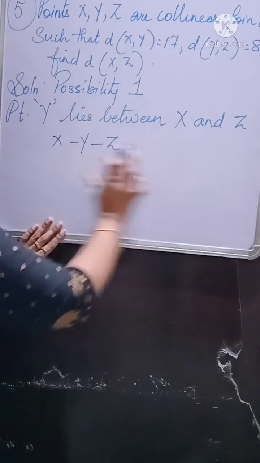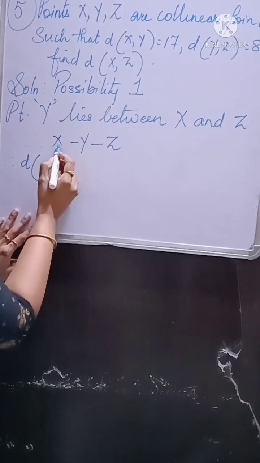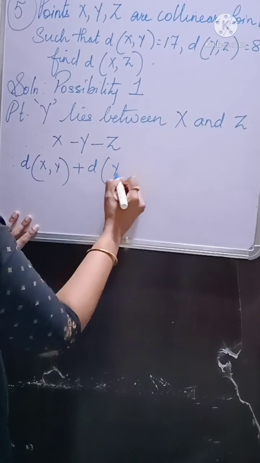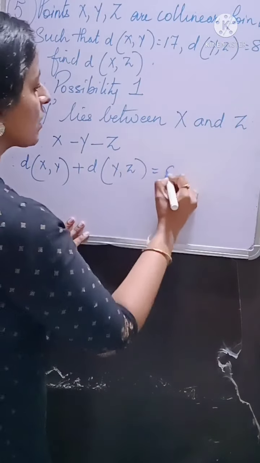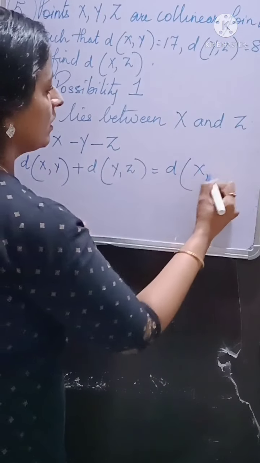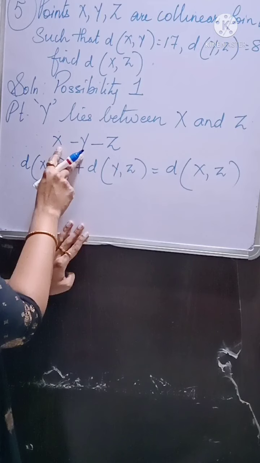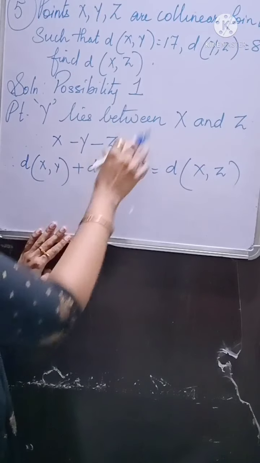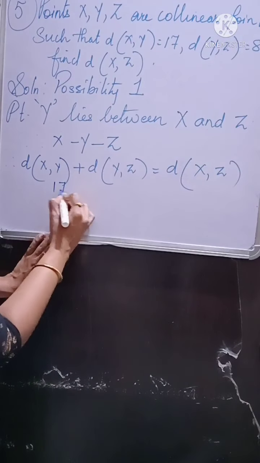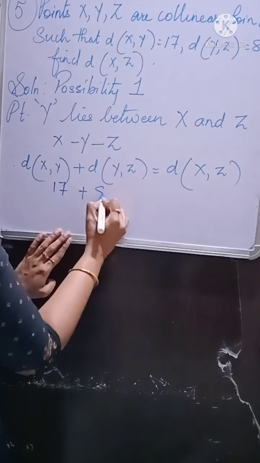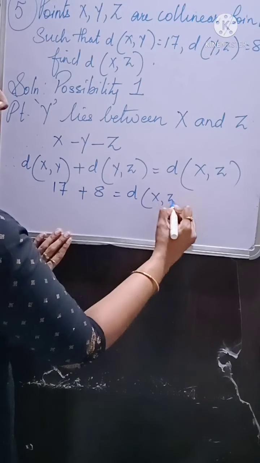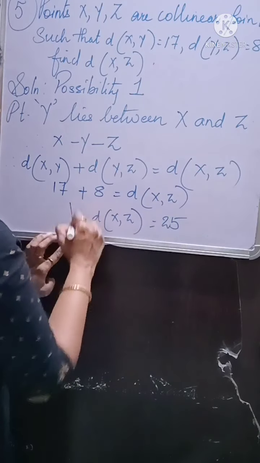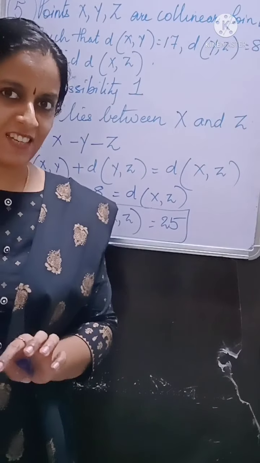Now write down that distance property. Therefore, distance between X comma Y, first and second, plus distance between second and third, Y comma Z, is equal to distance between first and third. First and second plus second and third is nothing but the distance between first and third. Now substitute the values. X and Y is given as 17 plus Y and Z is given as 8 will be the distance between X comma Z. So therefore the distance between X comma Z is equal to 25. This is one possible answer.